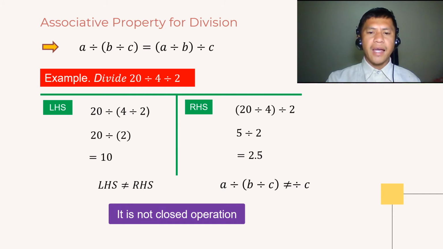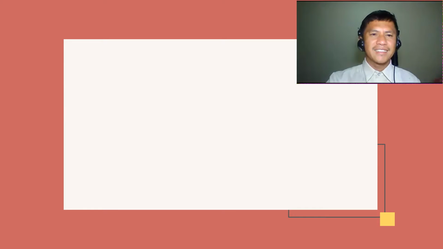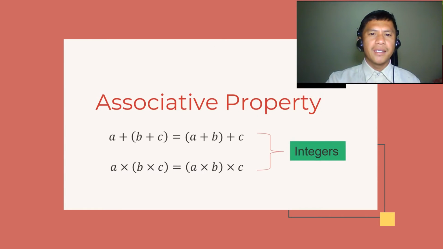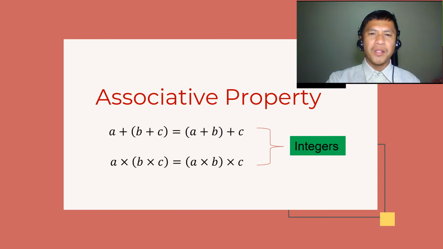On the right-hand side, we divide the first two numbers. 20 divided by 4, 5. Then we divide it with the last number 2. So we arrive with 2.5. Since their answers are not equal, therefore we can say that it is not a closed operation. Associative property works only for addition and multiplication. When adding or multiplying any three integers, the grouping of numbers does not affect the sum and the product.